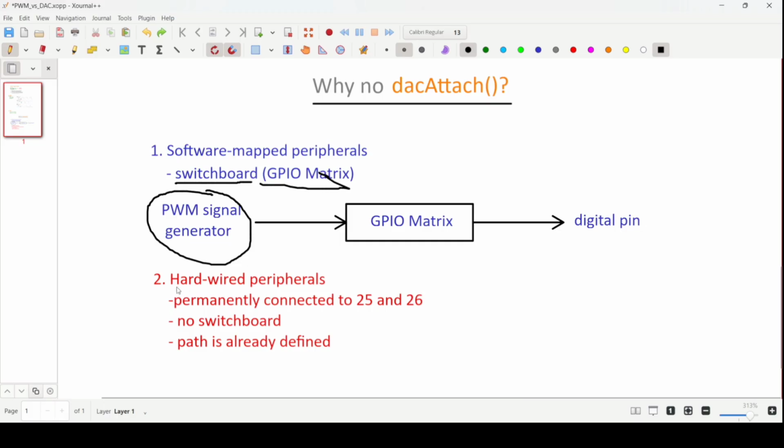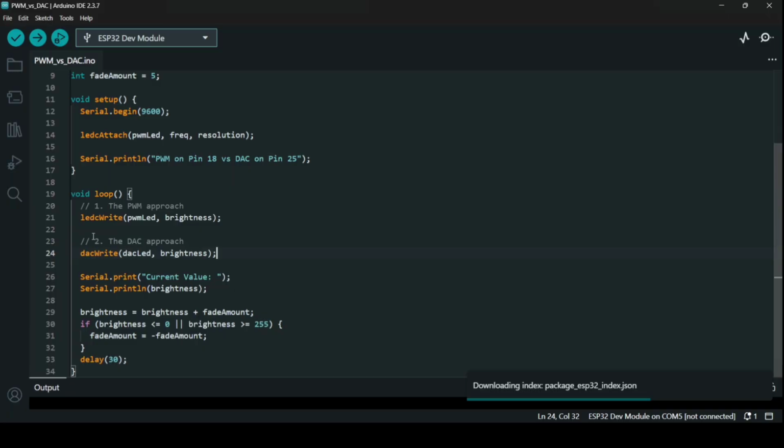Now coming to the hardwired peripherals, in this case the DACs are permanently and physically connected to GPIO number 25 and 26, and that is why there is no concept of a switchboard or GPIO matrix here. The signal doesn't need to be routed to a specific pin like we were doing in the software mapped peripheral case. The path is already defined to these pins 25 and 26. And this dacWrite function is also smart enough to handle all the processes.